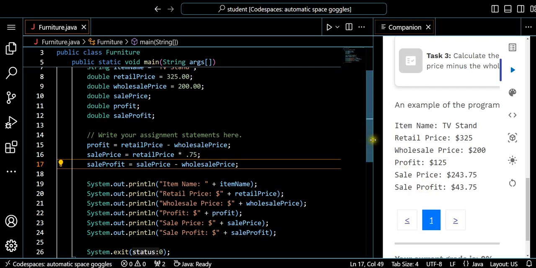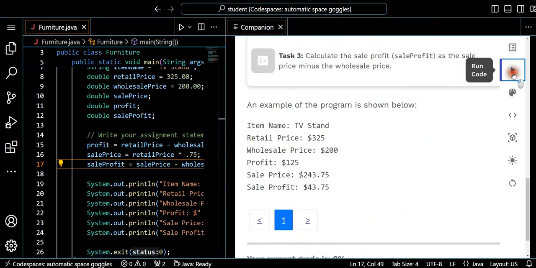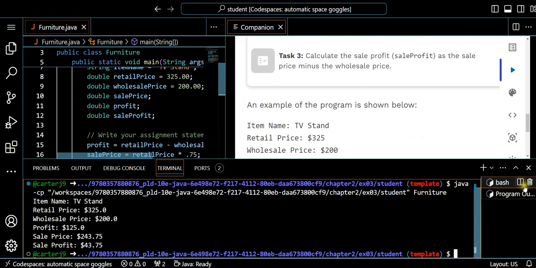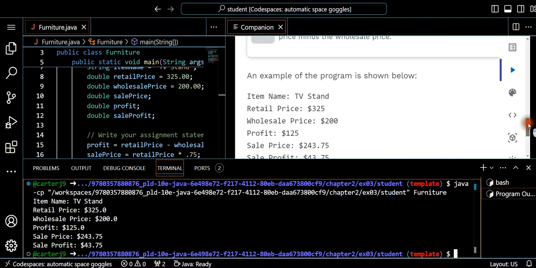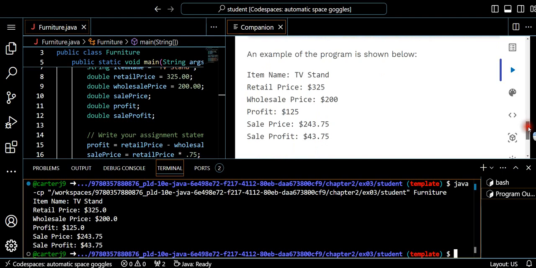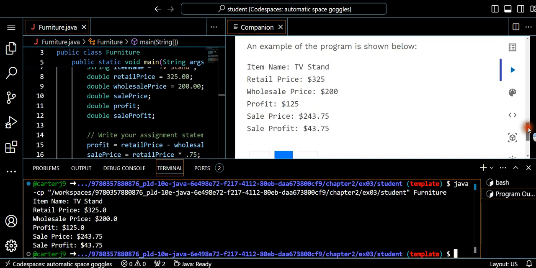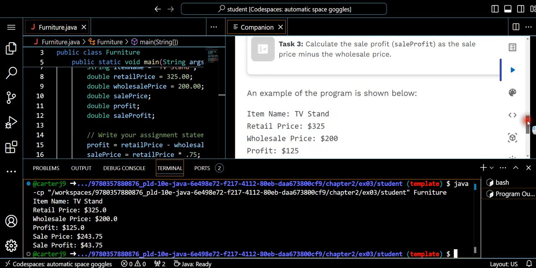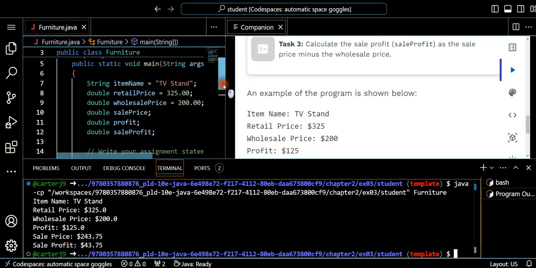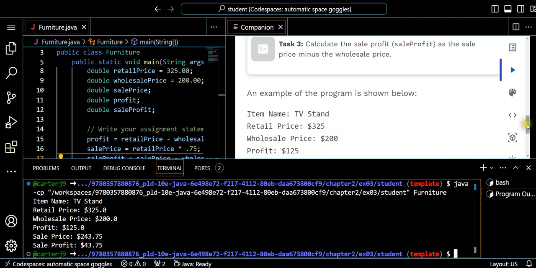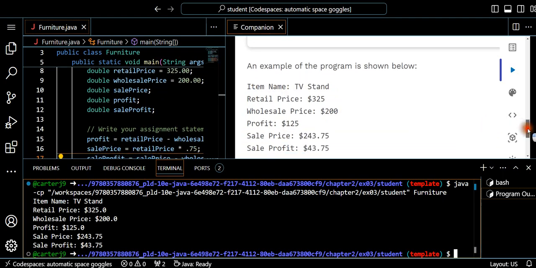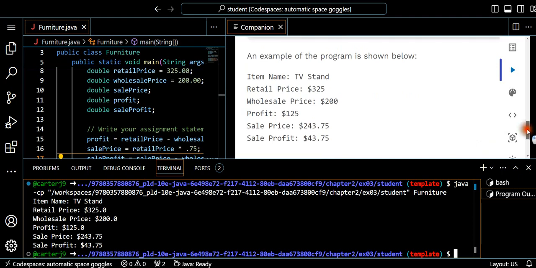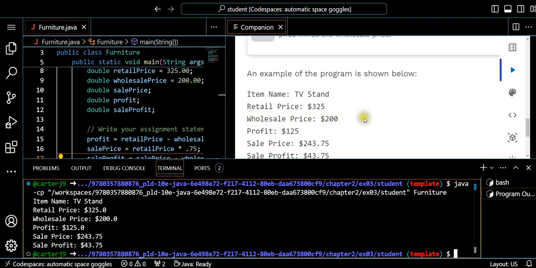All right, so let's go ahead and run this and see what we get. And there we go, TV stand, retail price $325, wholesale price $200, profit $125, and sale price $243.75. All right, so these are listed as doubles. That's why they're 0.0, or they allow you for decimals. And we'll get to that later in a later lesson. So let's see, double wholesale price 200.